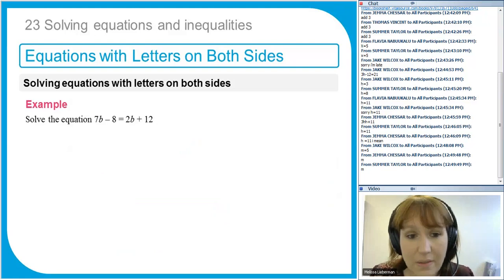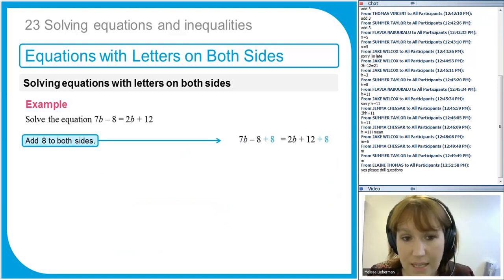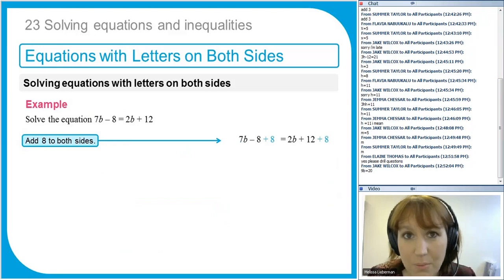Okay, here's another example with the letter on both sides. So this time we've got 7b minus 8 equals 2b plus 12. So we want to find the value of b that makes this statement true. So let's start by adding 8 to both sides. You could also subtract 2b from both sides. That would work as well.